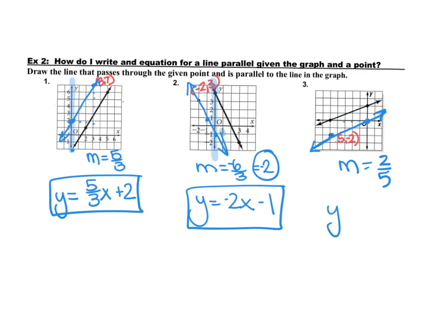So our new equation is y is equal to 2 all over 5x, and you don't have to write the 0. So you just need the equation looking like that. So in this lesson, we took a look at how to write equations of parallel lines.